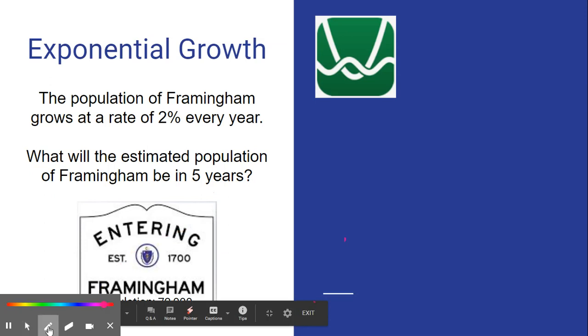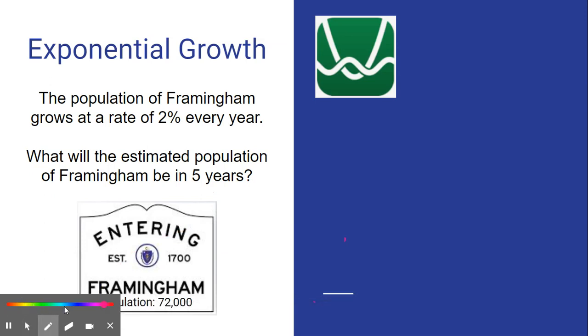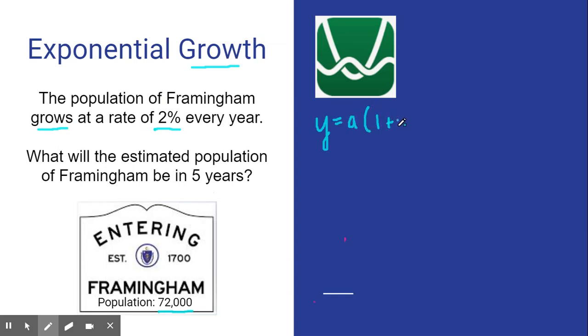So let's do an example of exponential growth. If we take a look at this question, this is talking about the population of Framingham, which grows at a rate of 2% every year. We want to know what the estimated population will be in 5 years. And down here, we are told what our population is right now. So this is exponential growth. We are going to write down our exponential growth formula, a times 1 plus r to the x.